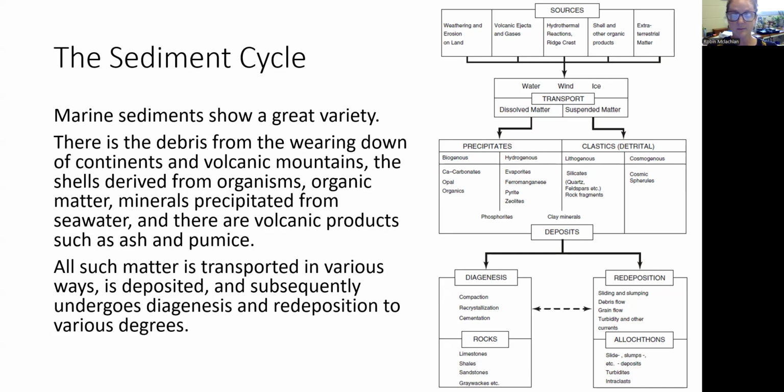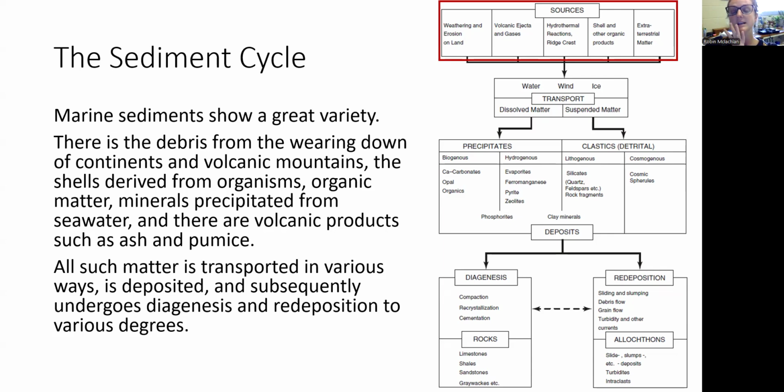So all of this matter is transported in various ways depending on its source and what size it is. It's deposited in different areas and subsequently undergoes diagenesis and redeposition to various degrees. What that means, diagenesis, is it becomes a rock, right, or changes from a soft sediment to a hard solid structure, right, and reformation in various places.